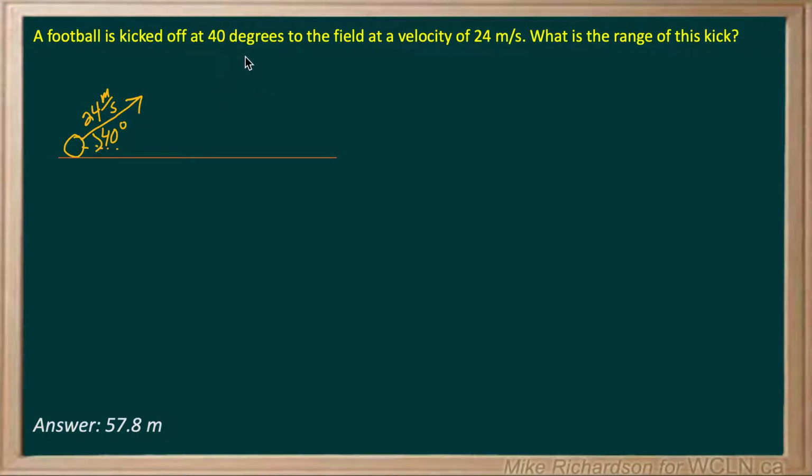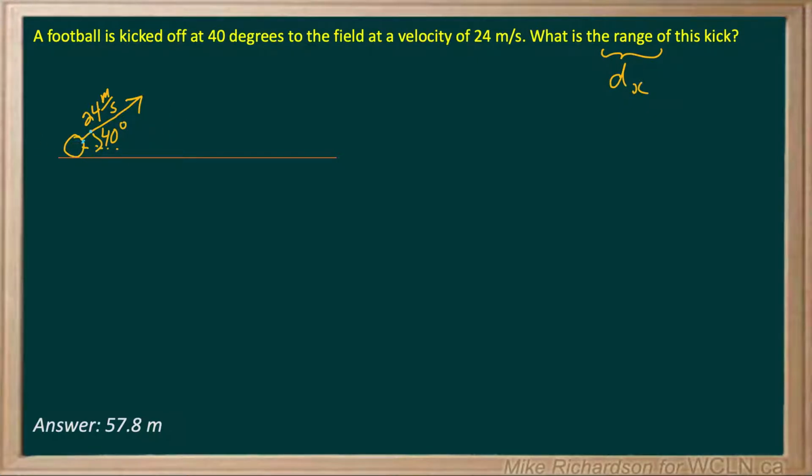Here I've got a football being kicked at a 40-degree angle, and the initial velocity is 24 meters per second, and we want to know what the range of the kick is. Now the word range in projectile language means dx. How far does the football travel through the air before it hits the ground?